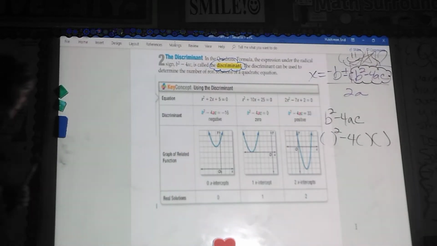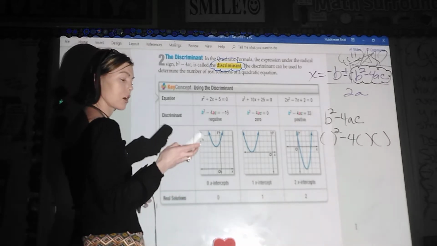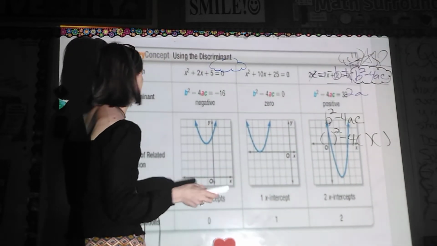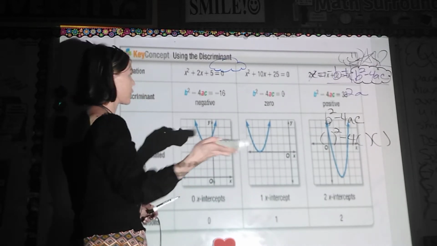Hold please. Where is it? Make it larger. Make it bigger. Here we go. Okay? There we go. Let's just look at this one. And freeze it. Freeze. Here we go.